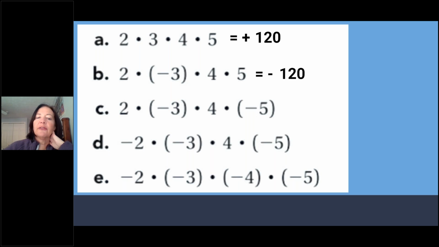Positive 2 times negative 3 times positive 4 times negative 5. We're going to have two negative signs. What's it going to be? A positive 120. Positive 120 is correct. How about D? Negative 2 times negative 3 times 4 times negative 5. A negative 120. Perfect. Negative 2 times negative 3 times negative 4 times negative 5. Positive 120. Nice.